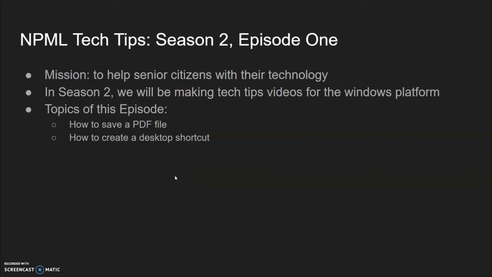This is Episode 1. The mission of this series, as always, is to help senior citizens with their technology. In Season 2, we will be making tech tips videos for the Windows platform. So in Season 1, we did the iOS platform. In Season 2, we're going to be focusing on Windows computers. The topics we're going to be covering in this episode include how to save a PDF file and how to create a desktop shortcut.